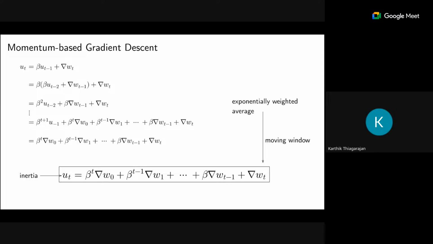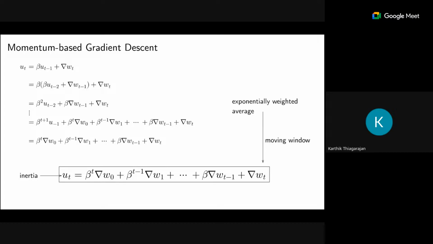So is beta fixed or is it variable too? Beta is fixed in the sense that it's not a learnable parameter. It's a hyperparameter, but it's fixed before the learning begins. Okay, so this is what we call a weighted average. It's an exponentially weighted average.